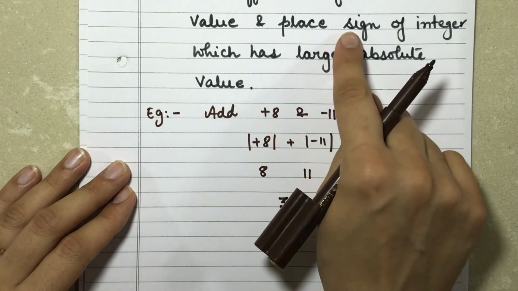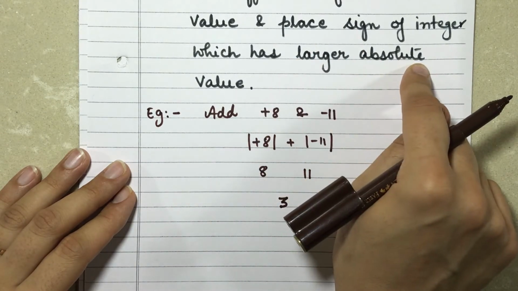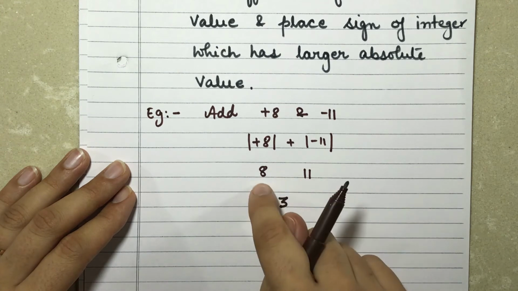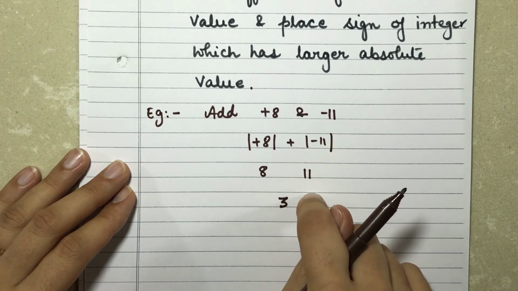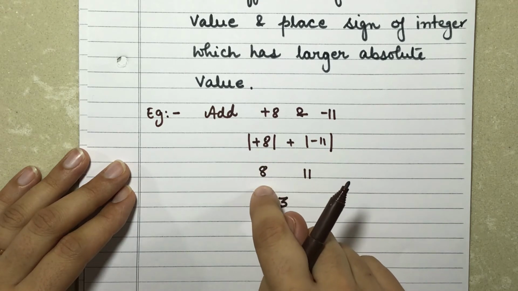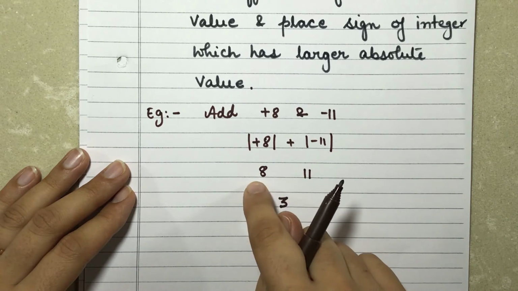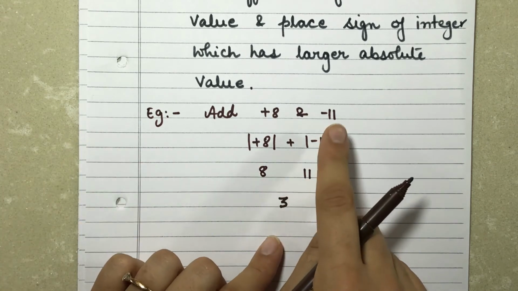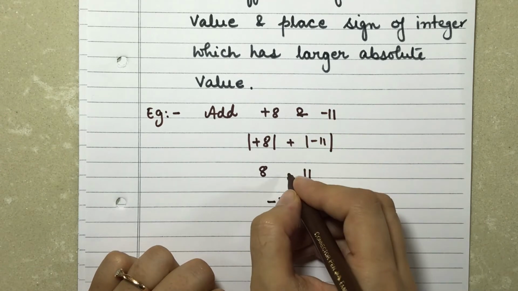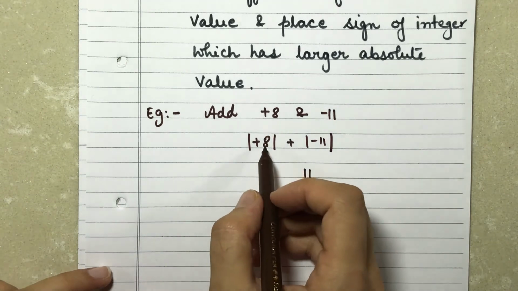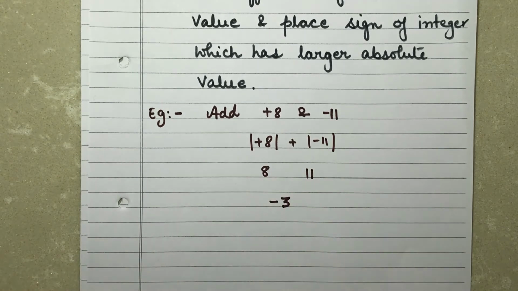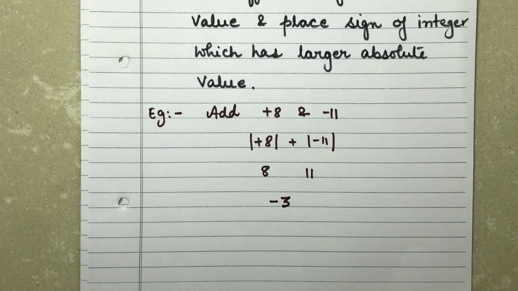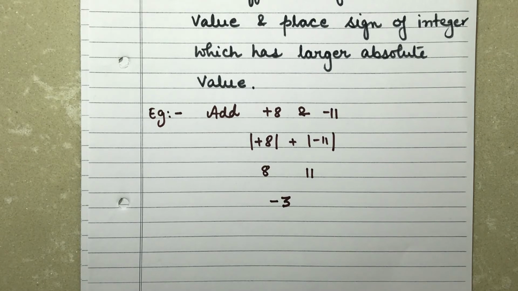But can you tell me which integer has a larger absolute value? 11 is greater than 8. The absolute value of minus 11 is 11, and the absolute value of 8 is 8. So 11 is greater than 8, and therefore I will use the sign of 11, which is negative. If I have to add plus 8 and minus 11, my answer will be minus 3. Alright, now let's see another example.